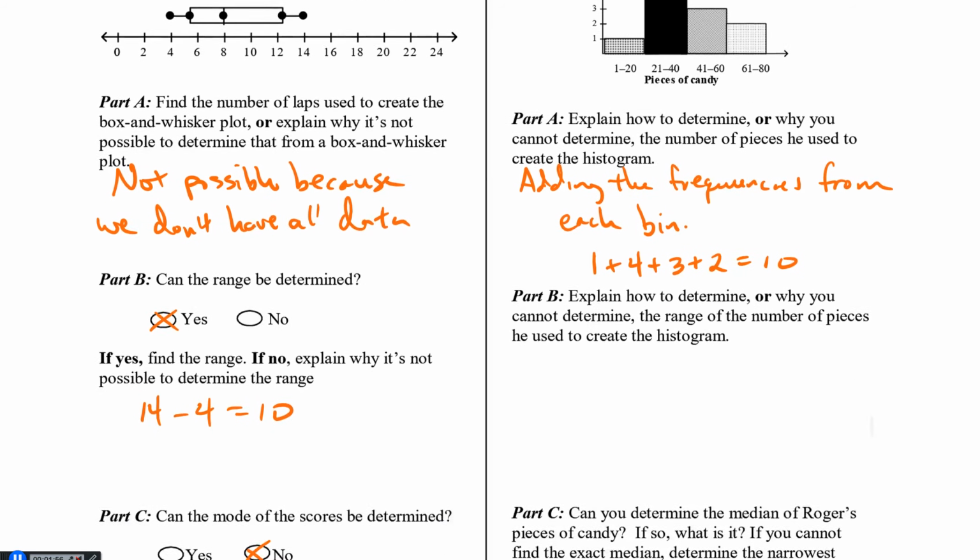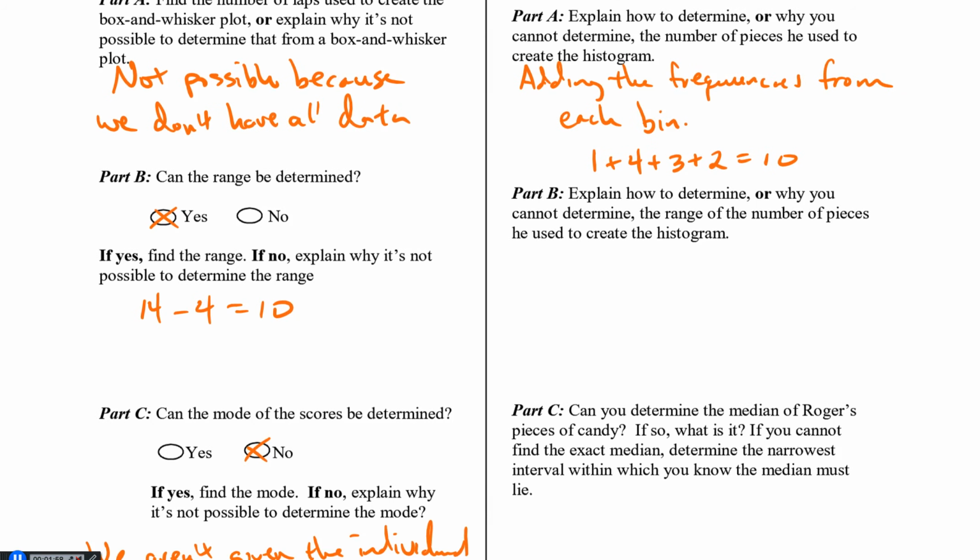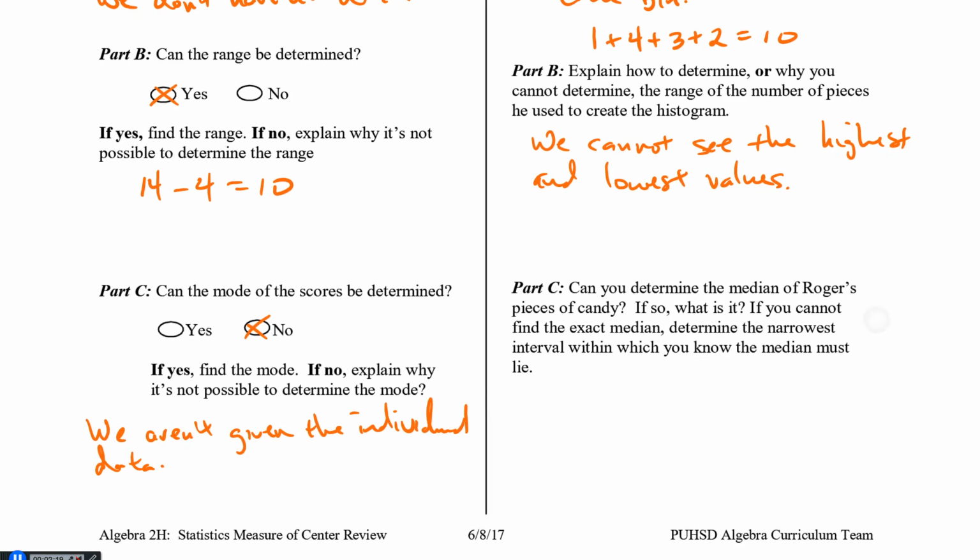Okay. Explain how to determine or why you cannot determine the range. So we cannot see the highest and lowest values. We can get an idea of what the range might be, but we don't know the exact values, which we need. Can you determine the median of Roger's pieces of candy? If so, what is it? If you cannot, determine the narrowest interval.